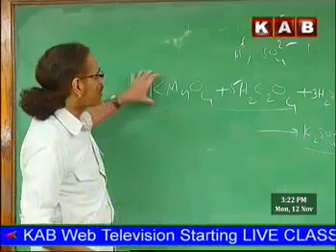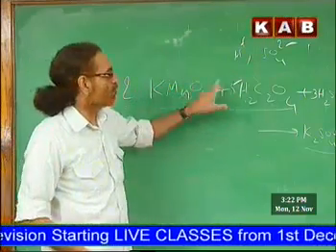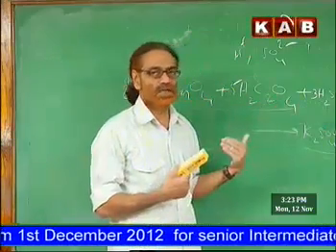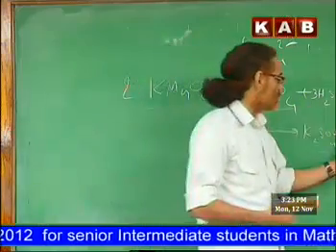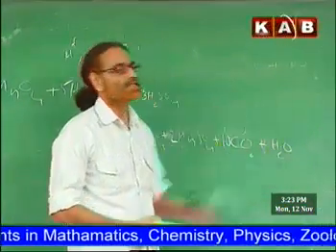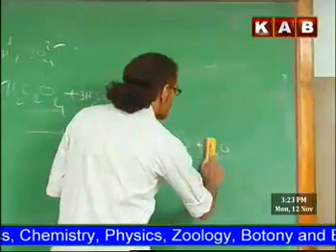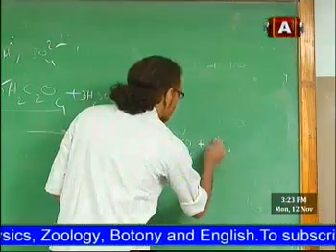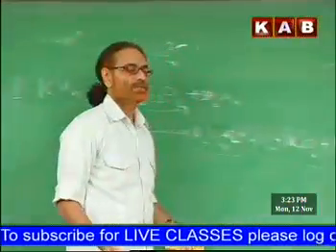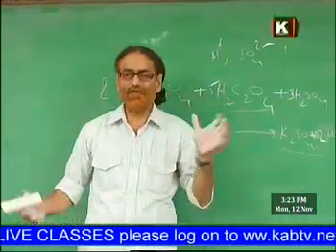On the left hand side, count how many hydrogens are there. 5 into 2, 10. 3 into 2, 6. 16 H atoms. So on the right hand side also you must adjust in such a way that there are 16 H atoms. Here you see I wrote H2O, so 8 H2O, it is balanced. So all hydrogens, oxygens, everything will be balanced.